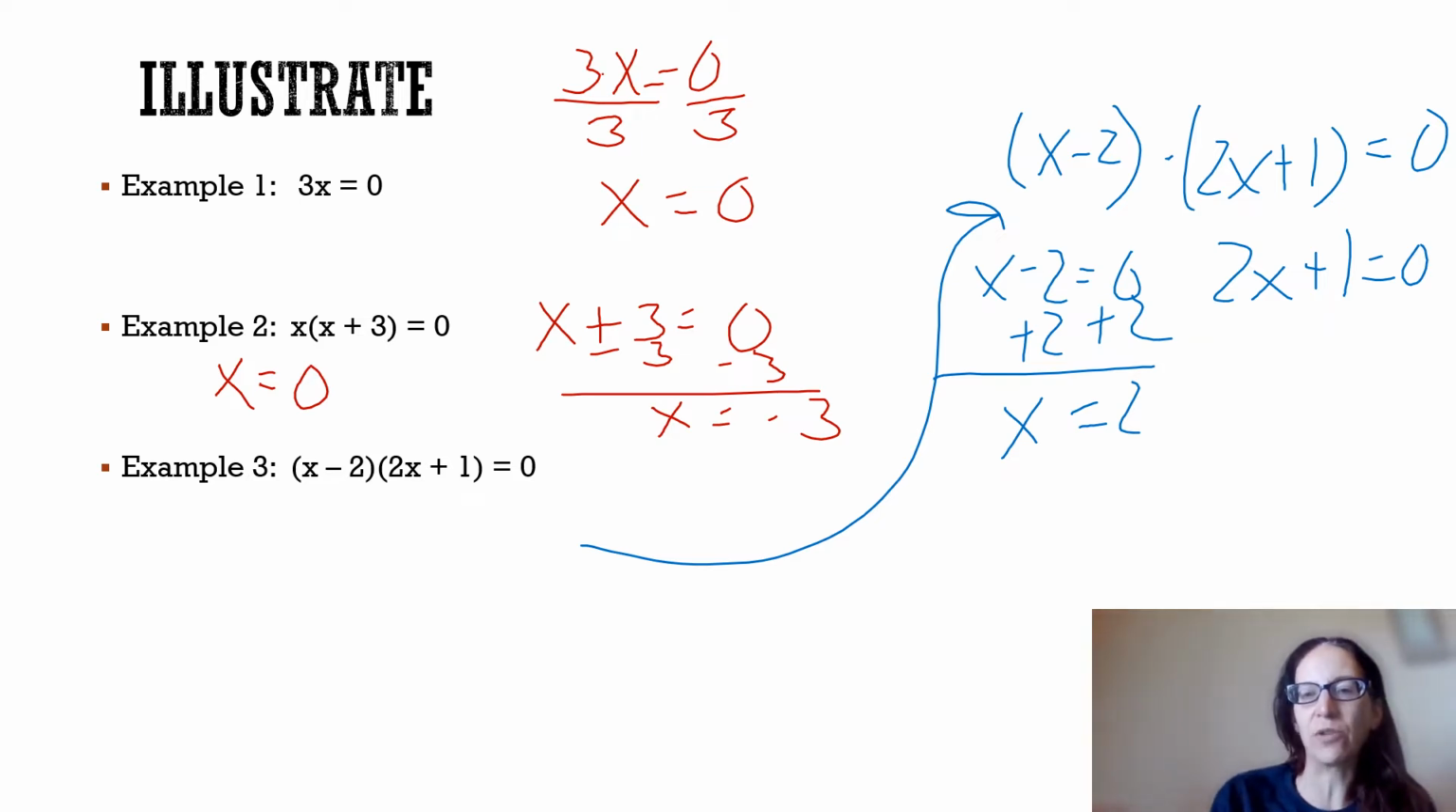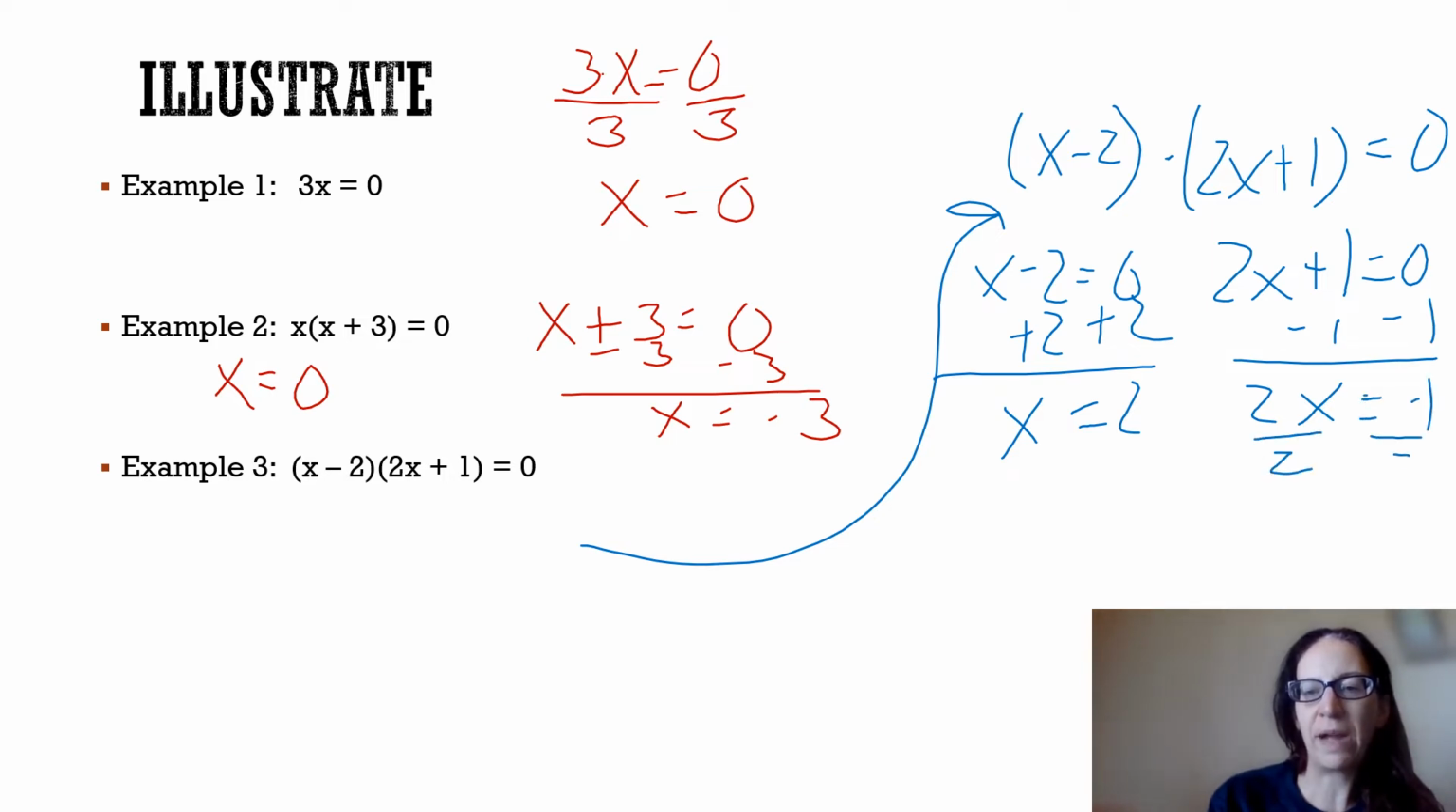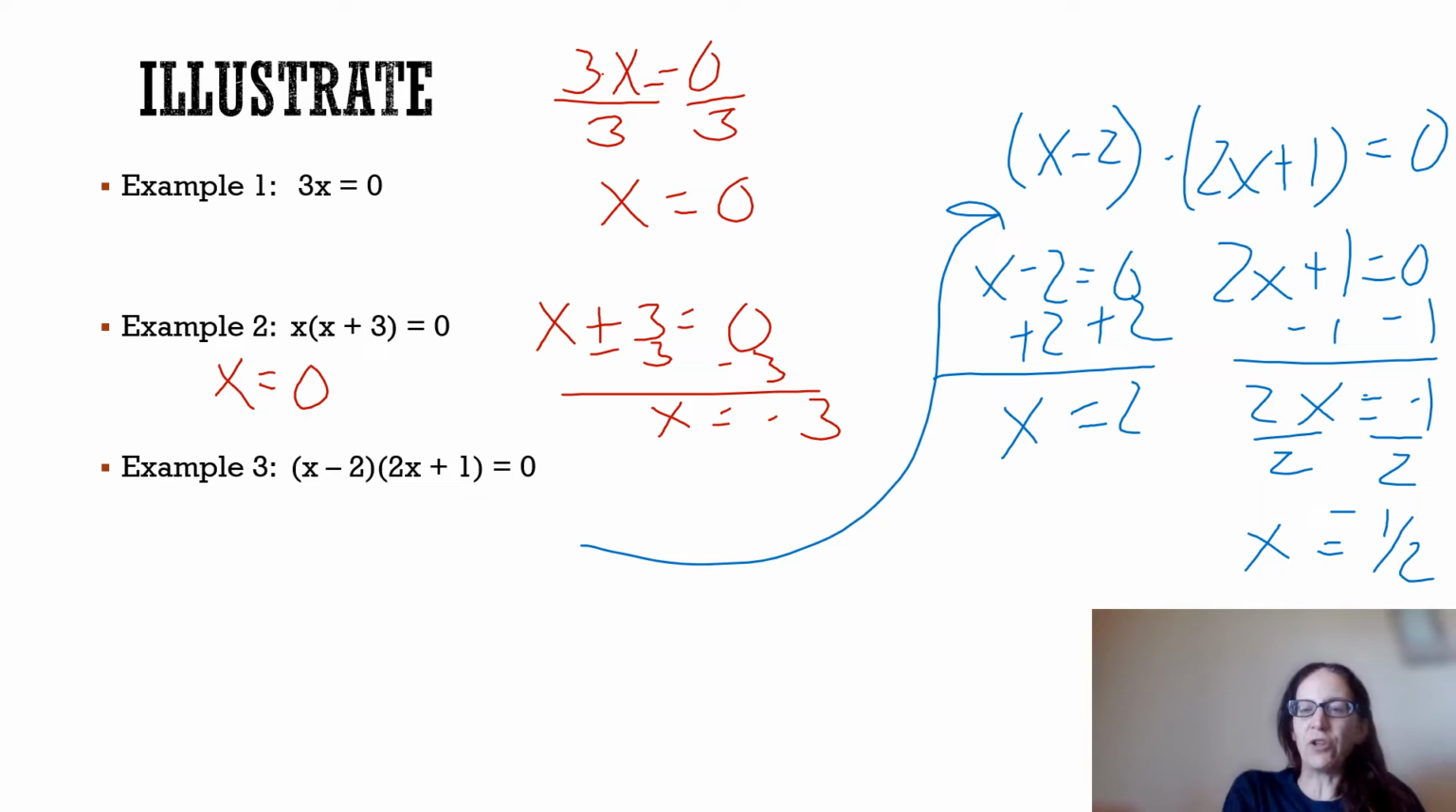And then you solve each of those as just a garden variety equation. So x could be equal to 2. On this one, you would subtract the 1, and then divide by 2, and so you could get x is equal to negative 1/2. And you have these two answers.